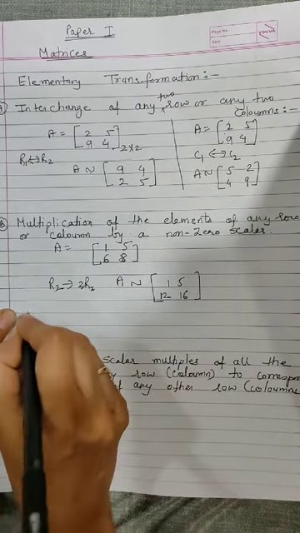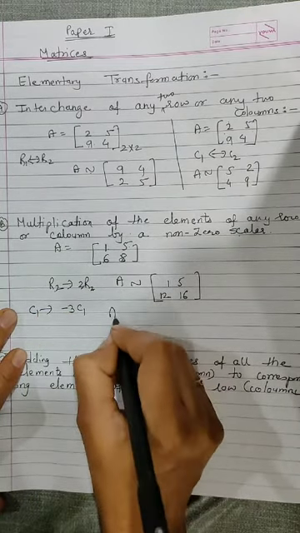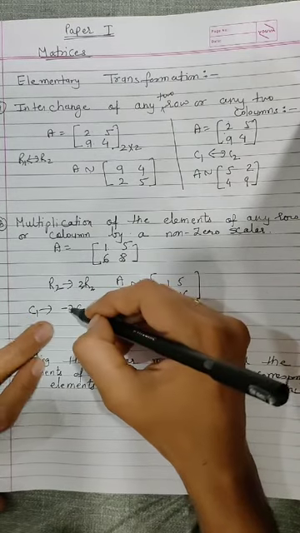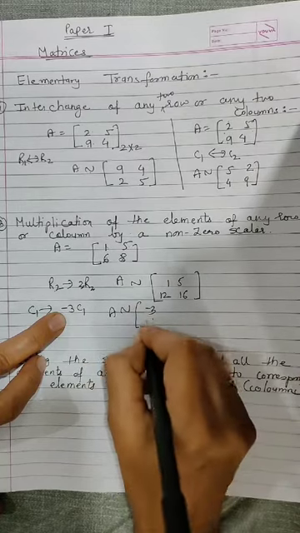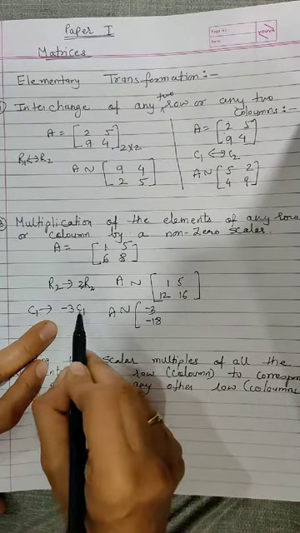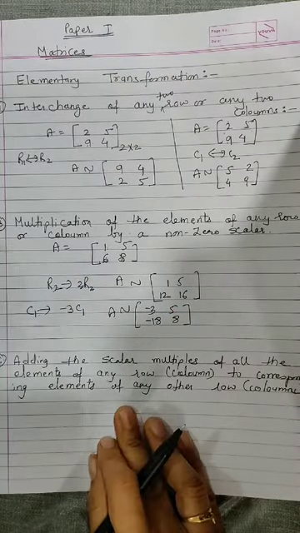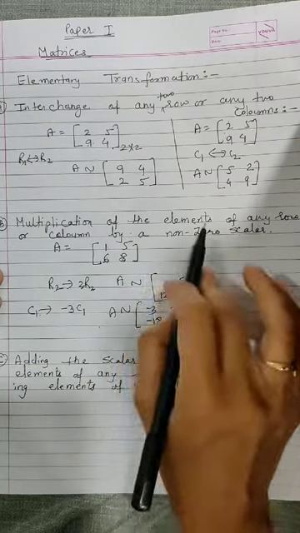Same for column. If I take column 1 changes to minus 3 C1, so A will become now: C1 means 1, 6, multiplied with minus 3. So 1 into minus 3 is minus 3, 6 into minus 3 is minus 18. So column 1 changes to minus 3 C1. There is no change in C2, so C2 will be as it is. In this way you have to perform the operations for row as well as for column by using scalar multiple.